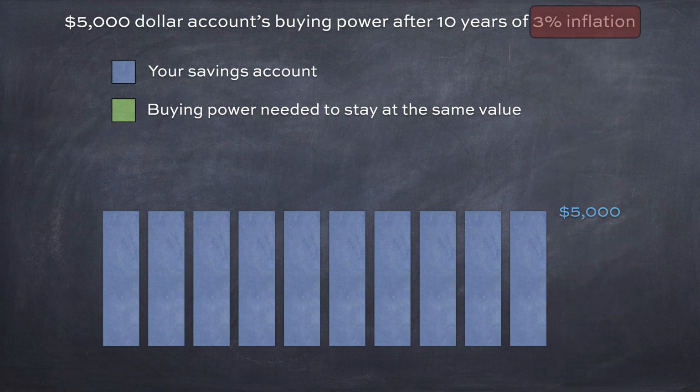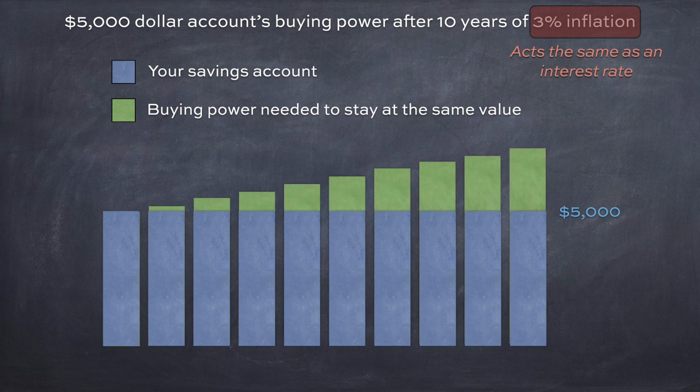And so this acts the exact same as an interest rate would. So in our compound interest unit, this 3% inflation rate is going to be the exact same as if it was an interest rate. So let's graph this over time. So over the 10-year period, the math would add up to $6,719. So that means that we would need $6,719 in 10 years on 3% inflation to stay the same value-wise as $5,000.